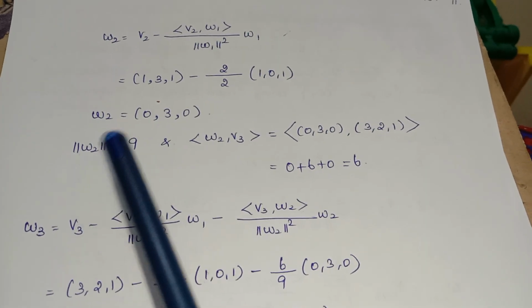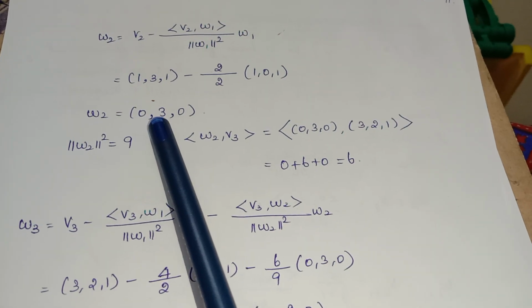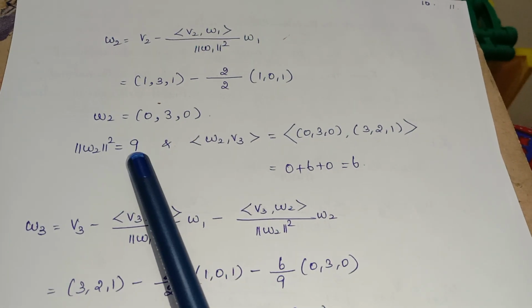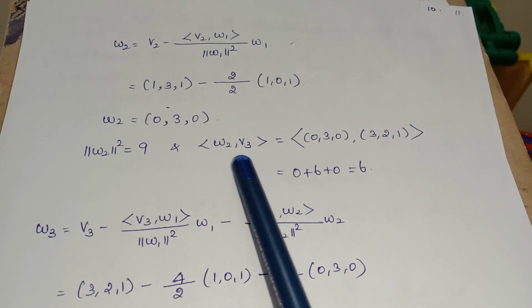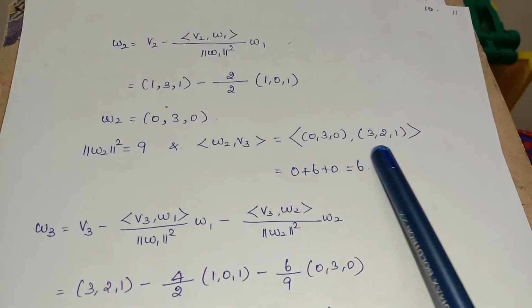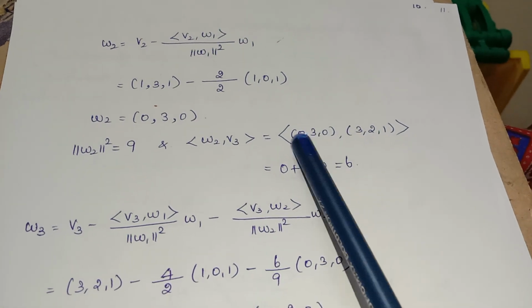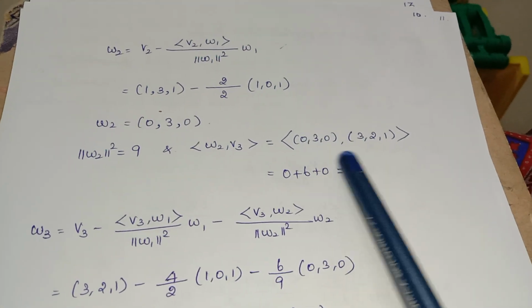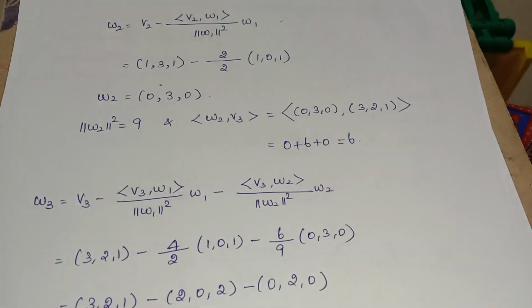So the norm of this vector is equal to what? 0 into 0 plus 3 into 3 plus 0 into 0, equal to what? 9. And inner product of W2 with V3 equal to inner product of (0, 3, 0) with what? (3, 2, 1). This is my V3, no? So coordinate wise multiplication: 0 plus 3 2s are 6 plus 0, equal to 6.